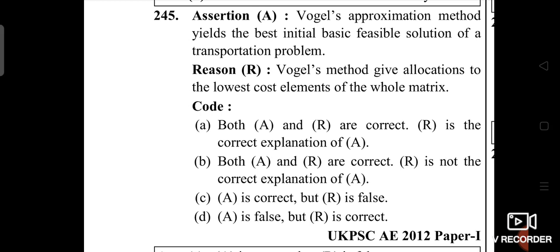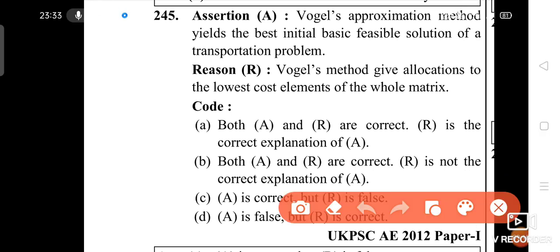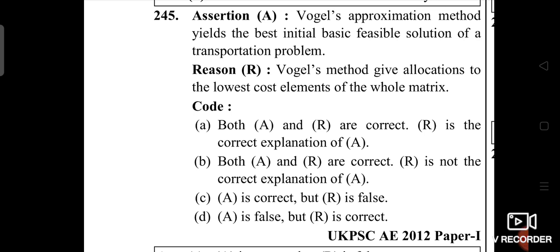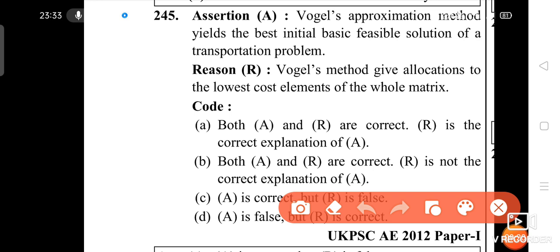Assertion दे रखा है, reason दे रखा है. Vogel's approximation method yields the best initial basic feasible solution of the transportation problem. And reason दे रखा है, Vogel's method will give allocation to the lowest cost element of the whole matrix. So Vogel's लीनियर प्रोग्रामिंग का जो मेथड है दैट इज वोगल्स अप्रोक्सीमेशन मेथड. So answer C is correct, A is correct and R is false.